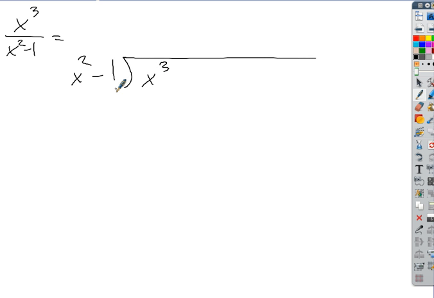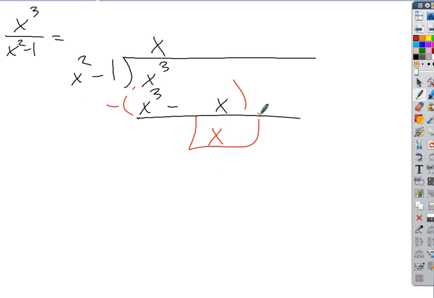Okay, so if I divide this in, how many times does x squared, leading term into leading term, go? X squared times what is x cubed? X. So if we distribute that, I get x cubed minus x. I'm going to subtract that whole thing, and I end up getting 0, minus a negative x, so x. Now that's my remainder, isn't it? Because x squared will not go into x. So that's the remainder, right?